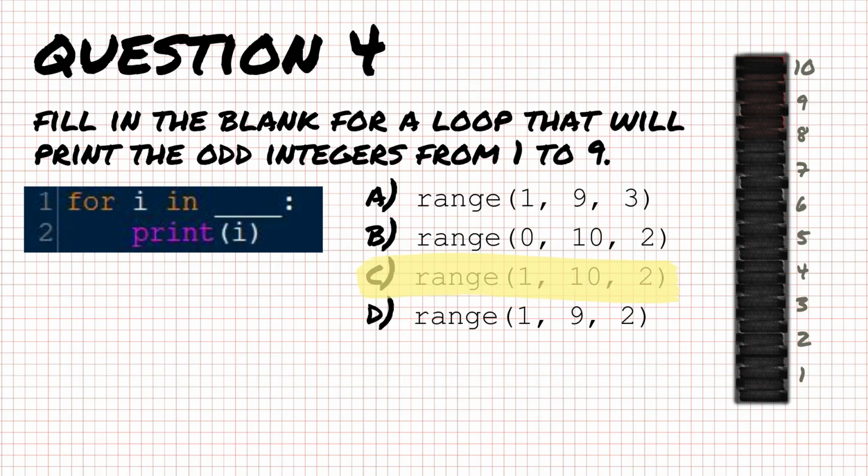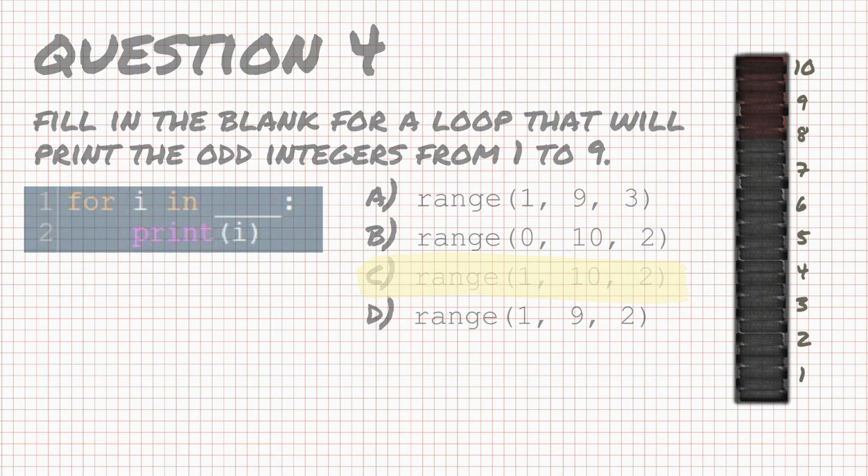The answer is C, range 1, 10, 2. The odd numbers are every other number starting at 1. This range starts at 1, up to but not including 10, in increments of 2.